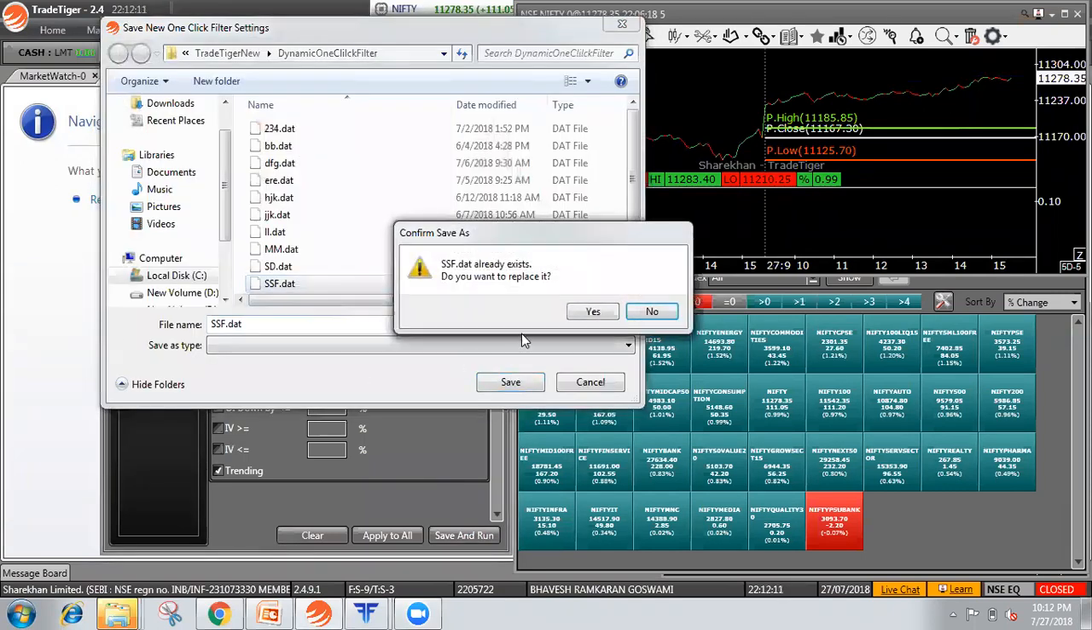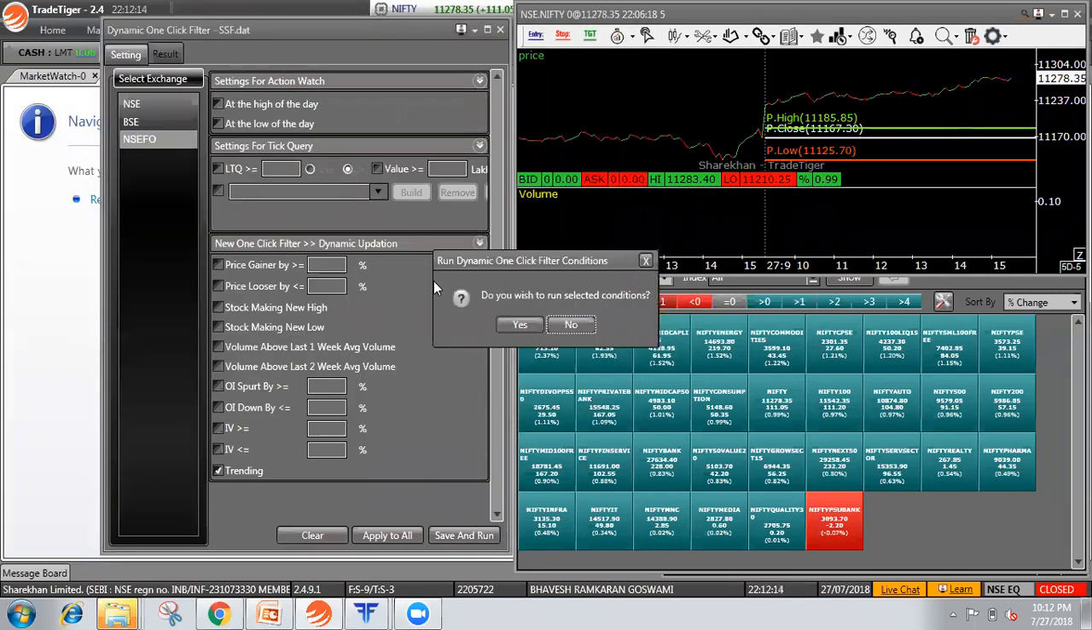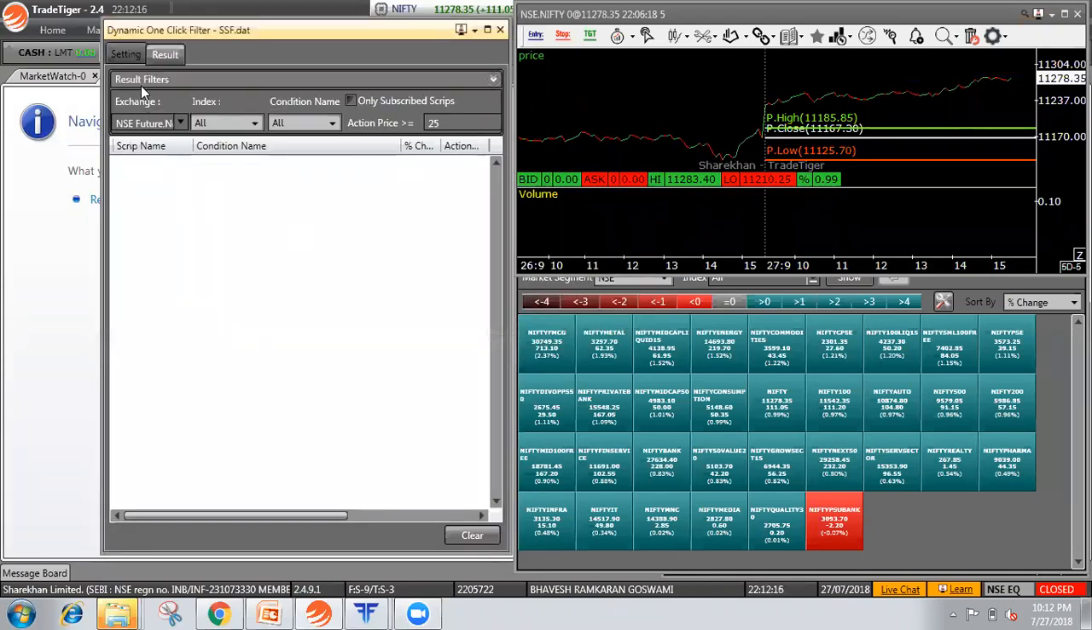Save and run. Save that file. So your setup is ready, and this setup only works in the live market. It does not work after the market. So how to do the trade?